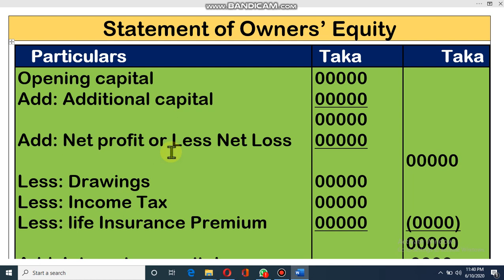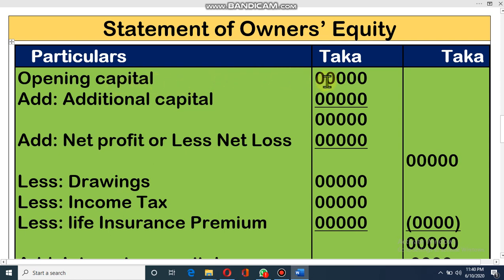Dear student, let's come. Statement of owner's equity. You have seen how the question will be. There will be a trial balance and an adjustment. Dear student, here some items will come from the trial balance, some items will come from the adjustment. First item, opening capital. Of course, it will be given in the trial balance. You have to write the opening capital. You know that capital means money of the owner. Whatever money has been given at the beginning of business, that is capital.